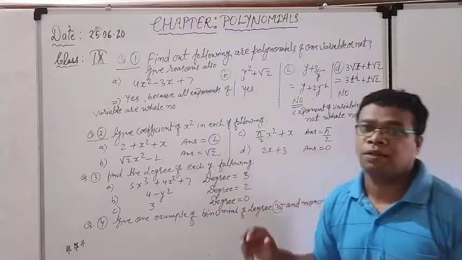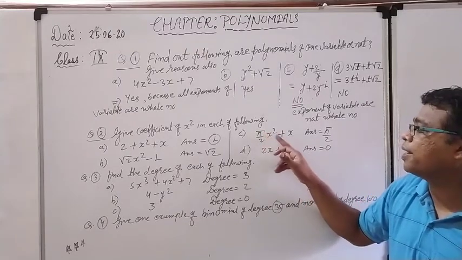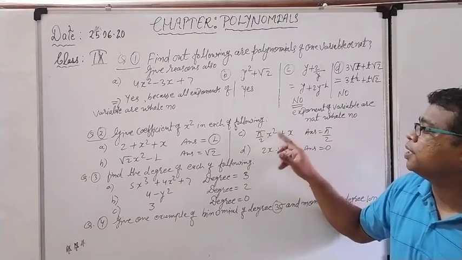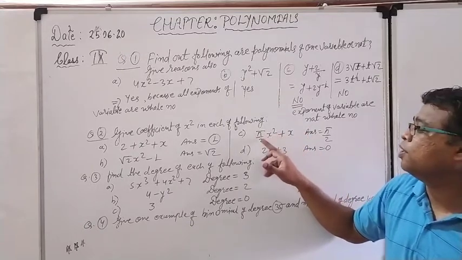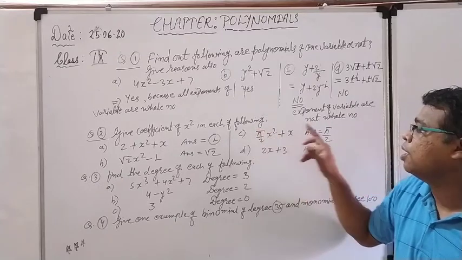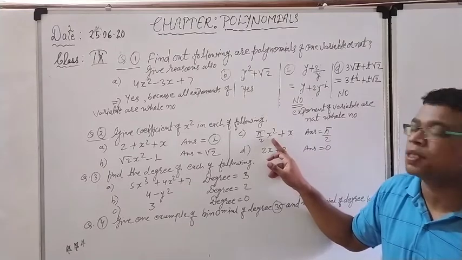Now see the third question, pi upon 2 x square plus x. Again, see wherever x square is present, in the first term, what is the coefficient which is multiplied with x square? That is none other than pi upon 2. Answer will be pi upon 2. This is the coefficient of x square for this question.